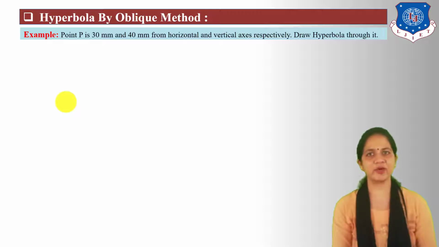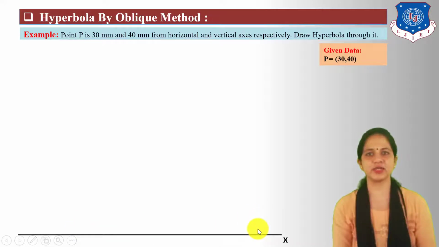Now, there is a minor difference between hyperbola by the rectangular method and hyperbola by the oblique method. In the rectangular method, the angle between the x and y axis is 90 degrees, and in the oblique method, the angle between the x and y axis is 75 degrees. Next, list out the given data. Here, P point is given 30 mm distance on the x-axis and 40 mm distance on the y-axis.